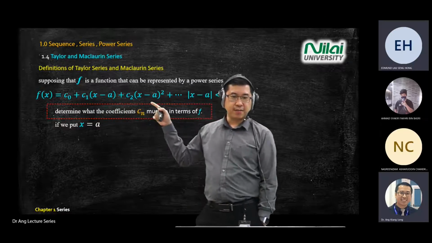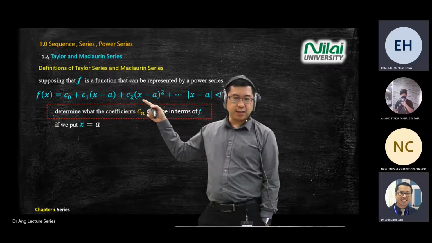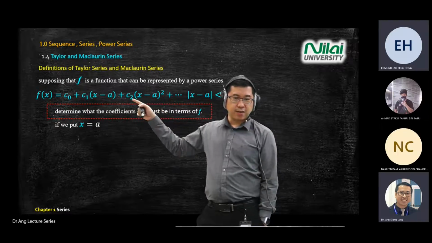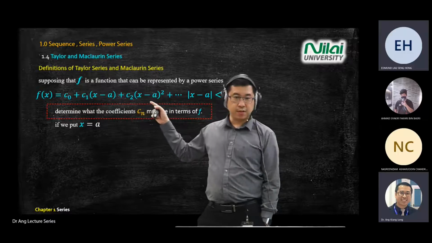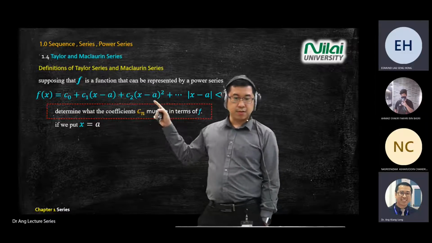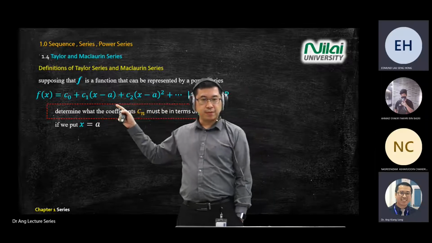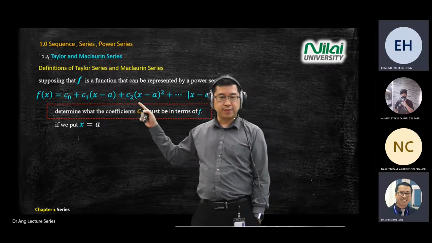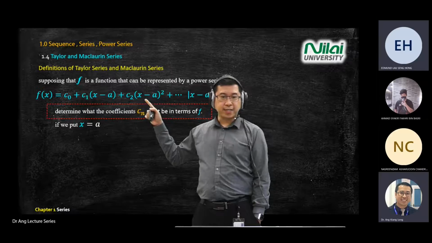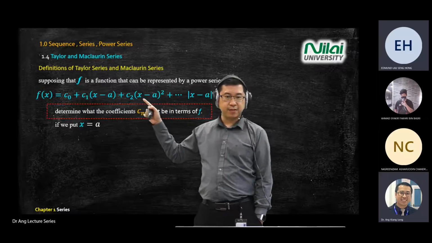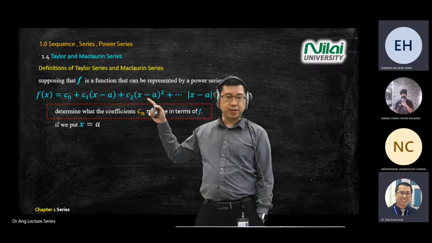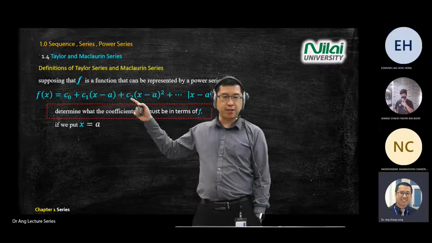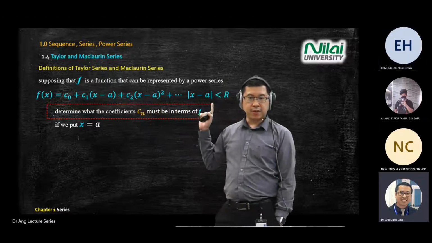Now the next one, Edmund. What do you get? Now your x equal to a. What is this equal to? What do you get, Edmund? When your x equal a, what do you get? 0. How do you get 0? x equal a, a minus a is 0, 0 times C2, you get 0, and so on.